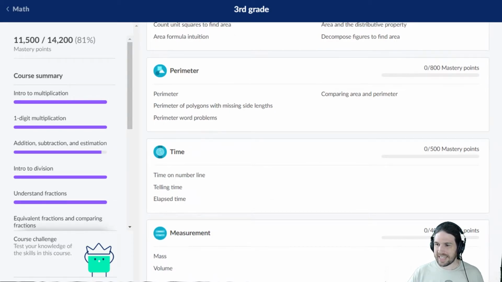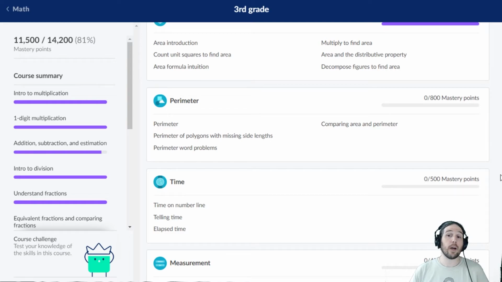So it looks like today we're going to talk about perimeter. Now, while area is multiplication, perimeter is addition. We are going to be adding up a bunch of linear distances to make a linear distance. So essentially the perimeter is how long you would walk if you were to walk all the way around the outside of some kind of shape.